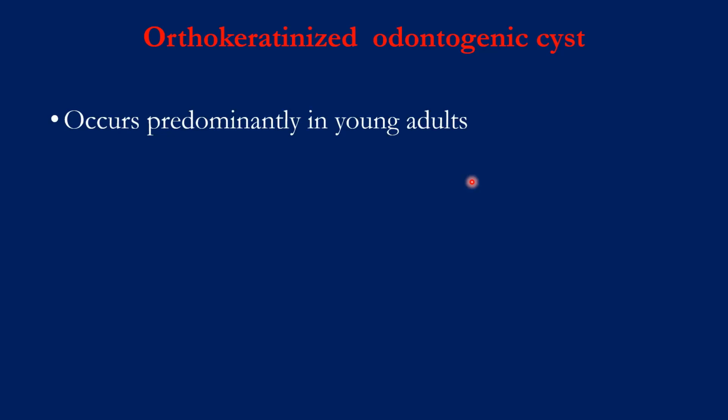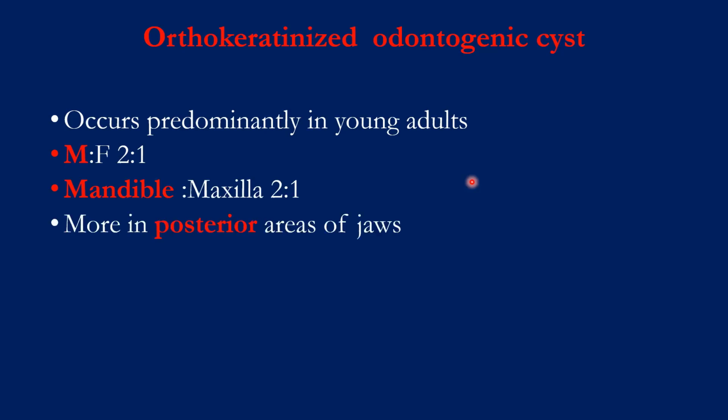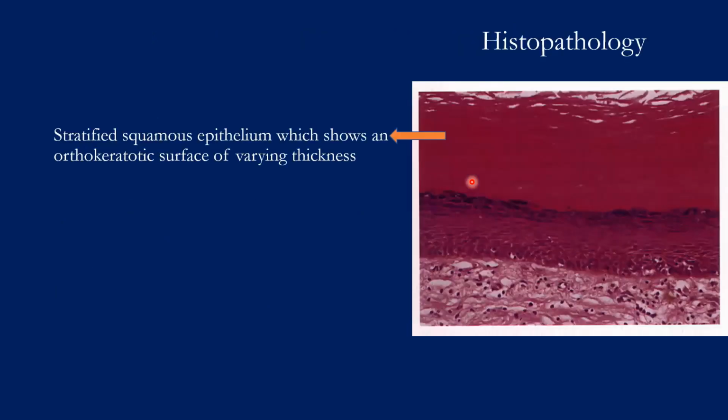It occurs predominantly in younger adults, so in comparison with POKC, it lacks a bimodal occurrence. Males are more commonly affected, in contrast to POKC, which is more commonly seen in women. The site of occurrence is the mandible, and it is seen in the posterior area of the jaw. And it is unilocular in appearance, whereas POKC can be both unilocular and multilocular in appearance. And even this can grow up to 7 centimeters in diameter.